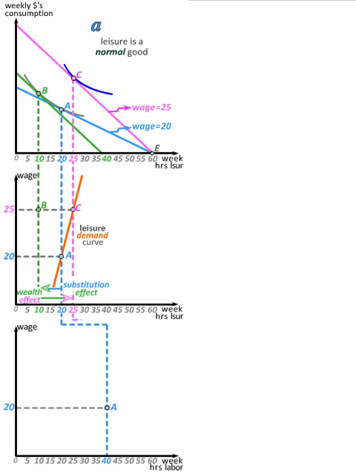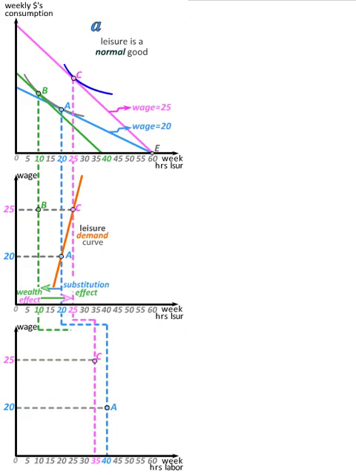Similarly, point C in the middle graph tells us that the worker is consuming 25 hours of leisure when the wage has gone to $25 per hour. Thus, we know that the worker is working for 35 hours because he started with 60 hours and is taking 25 hours of leisure. At a wage of 25, the worker therefore works for 35 hours, which is what we have to indicate by point C in the lower graph.